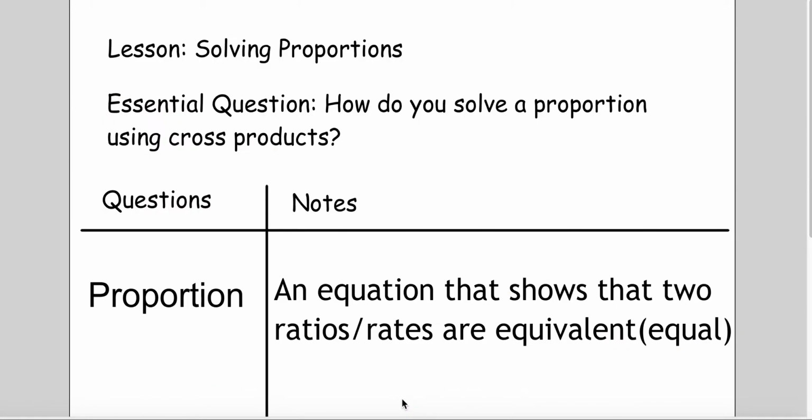All right, today we're going to spend some time on solving proportions. Tomorrow we are going to spend time on writing and solving. Today the proportions will be given to us. All we need to do is solve. One of the first things we need to understand is, what is a proportion?